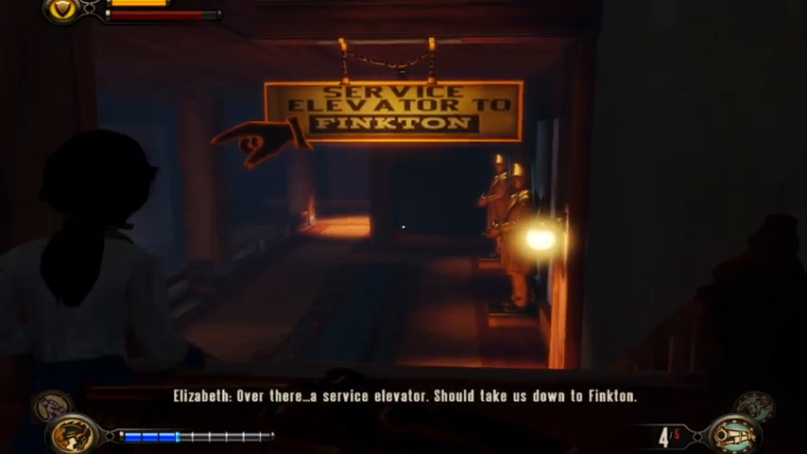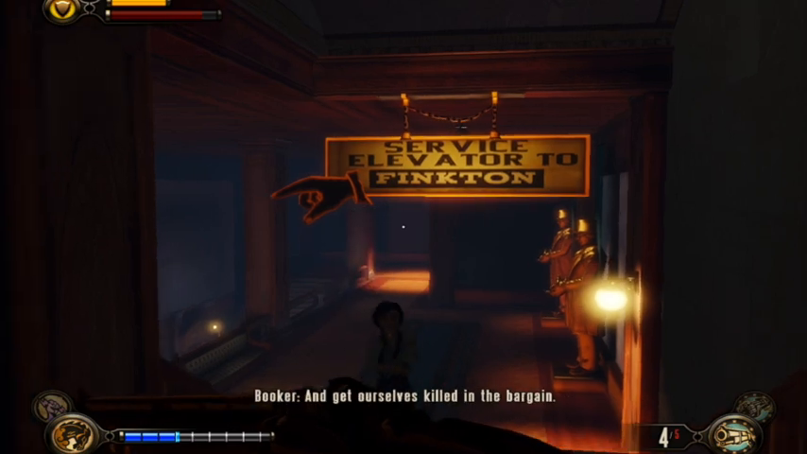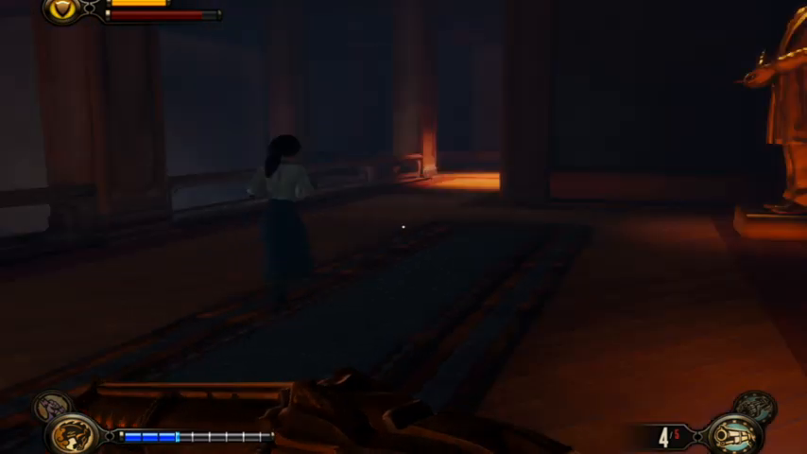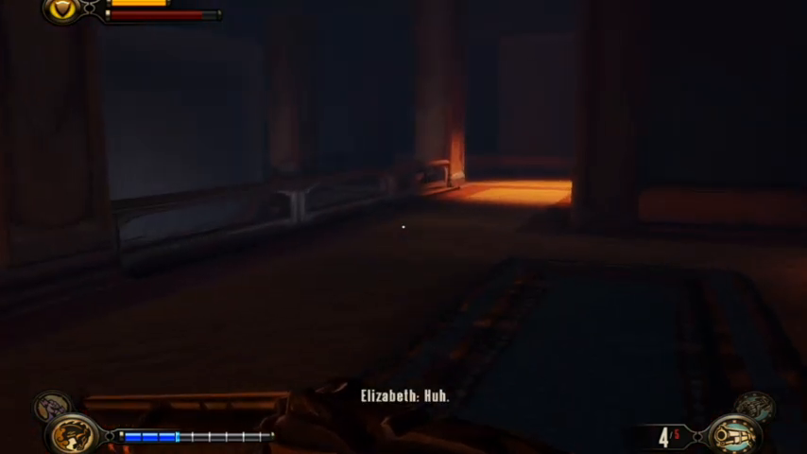As you can see right here, she's pointing me in the direction she thinks I should go. She's telling me about the service elevator. So that's one way that she acts as a partner. Instead of just being a companion that tags along for most of the game, she actually helps you achieve your goals.